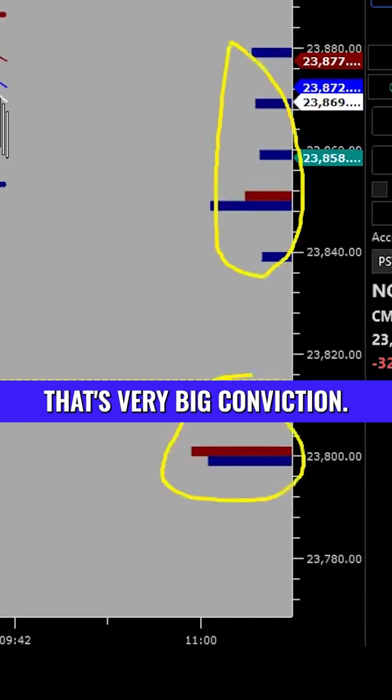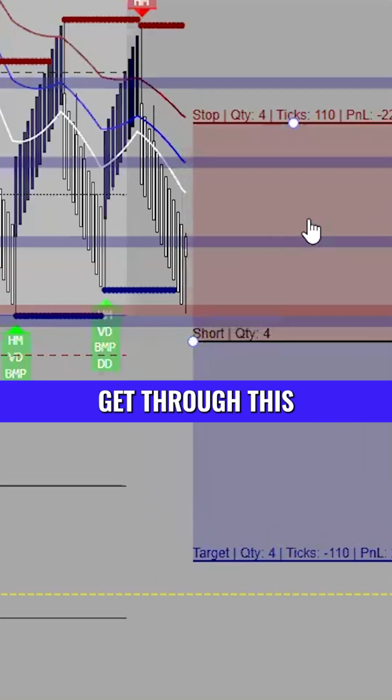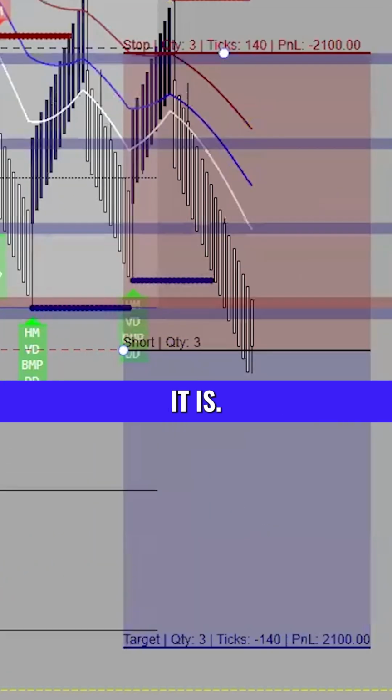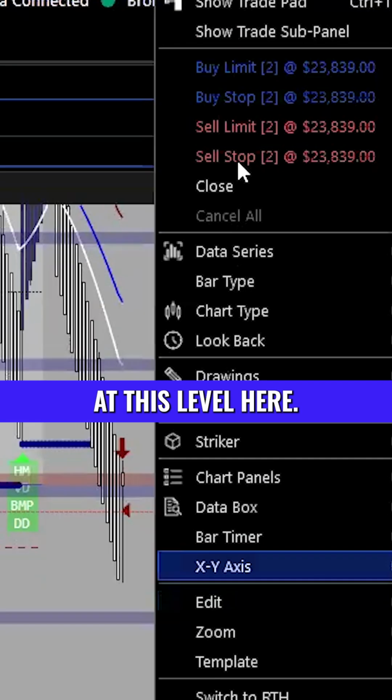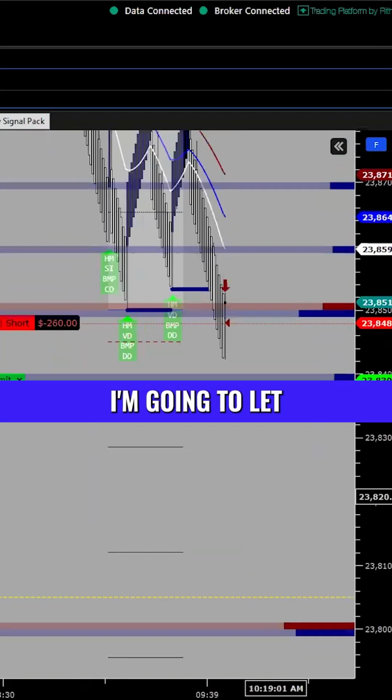Normally what you do is you want to see it get through this. It trades through. There it is. See if it'll pull back now. Hit it. So I'm now short. I'm going to take two contracts off at this level here, see if it's going to give it to me, and I'm going to let the rest ride down.